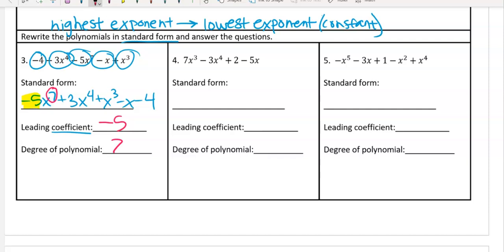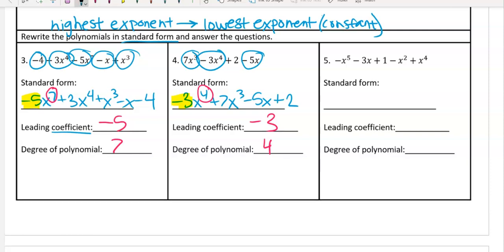All right, so number 4. Standard form, largest to smallest. Negative 3x to the fourth plus 7x cubed minus 5x and plus 2. Our leading coefficient is going to be that negative 3. And our degree, or our largest exponent, is 4. All right, pretty straightforward for these.